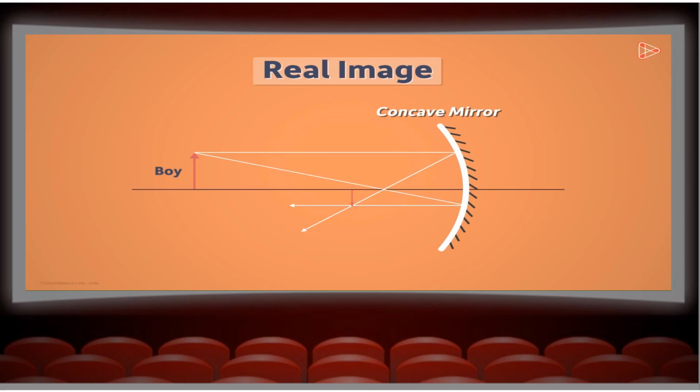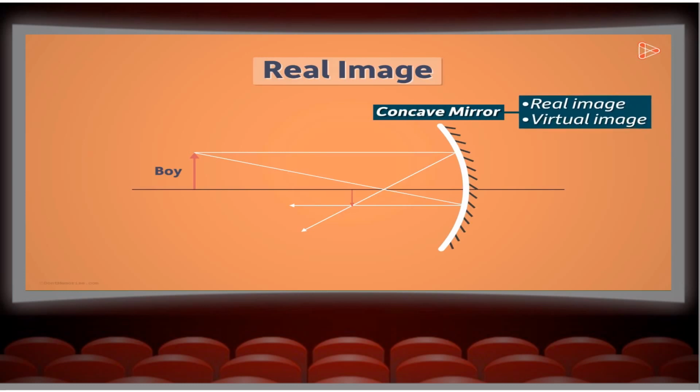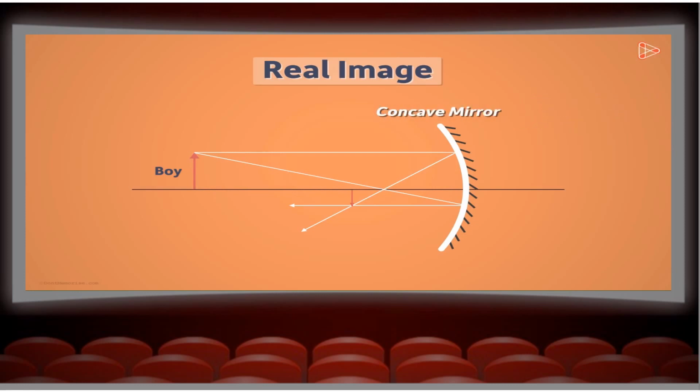I mentioned earlier that concave mirrors form real images. In fact, they form both real and virtual images. And what does it depend on? It depends on the distance of the object from the mirror. We will learn more about the real images formed by concave mirrors in our future videos.